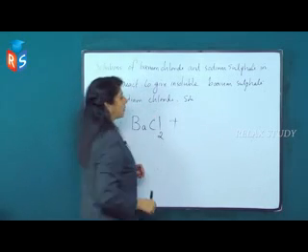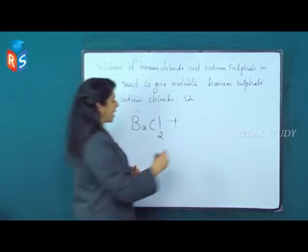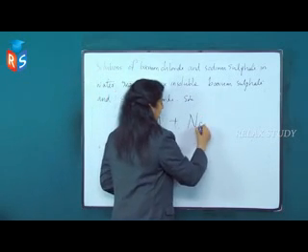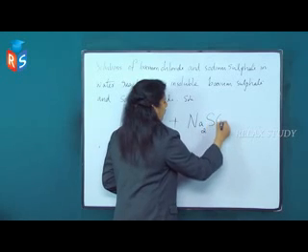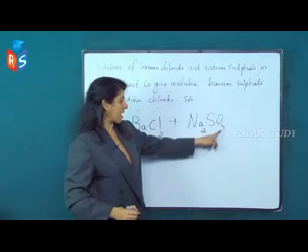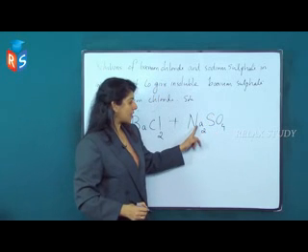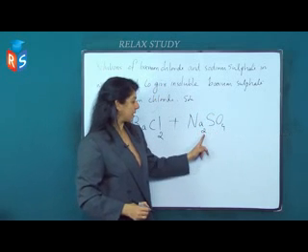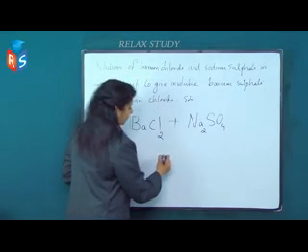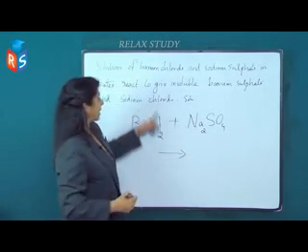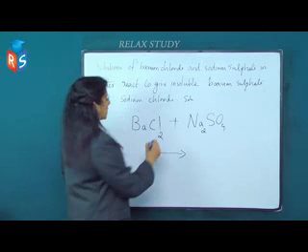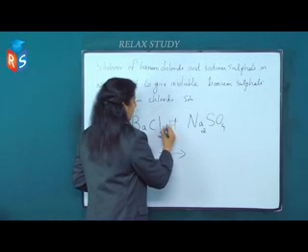It reacts with sodium sulfate, having the formula Na2SO4. This is sodium sulfate. Sulfate possesses oxidation state 2, and sodium possesses 1. By crossing, we will get Na2SO4. Both of them are in liquid form, aqueous. Write down aq in the bracket.